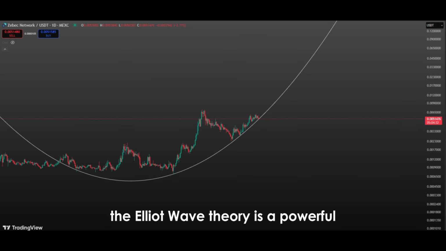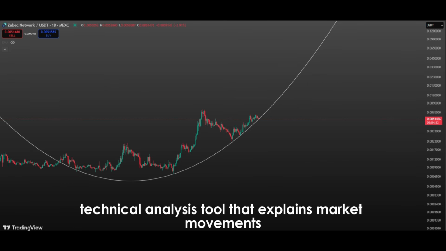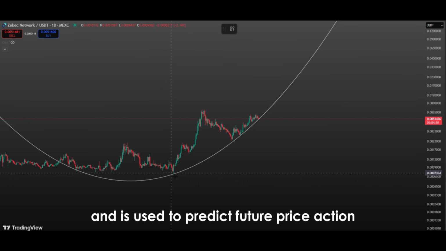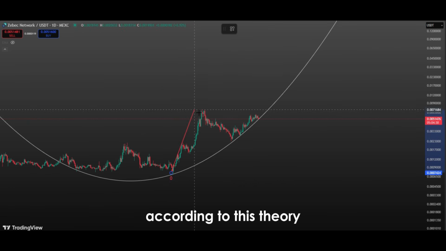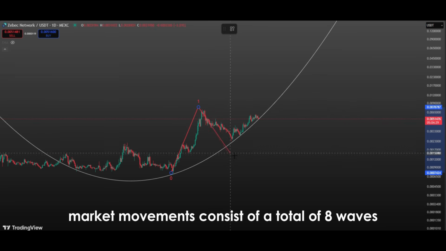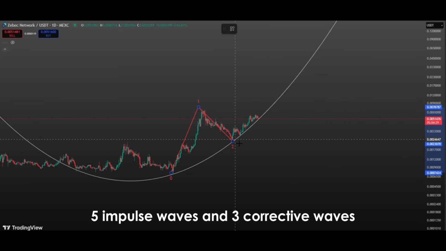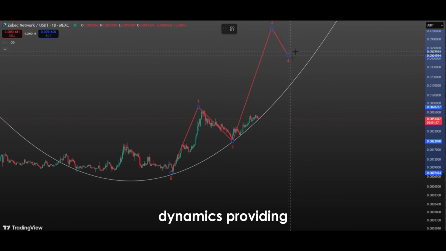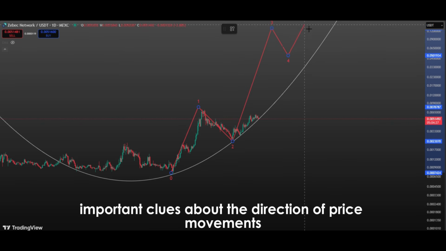The Elliott wave theory is a powerful technical analysis tool that explains market movements through specific wave patterns and is used to predict future price action. According to this theory, market movements consist of a total of 8 waves: 5 impulse waves and 3 corrective waves. This structure reflects investor psychology and market dynamics, providing important clues about the direction of price movements.